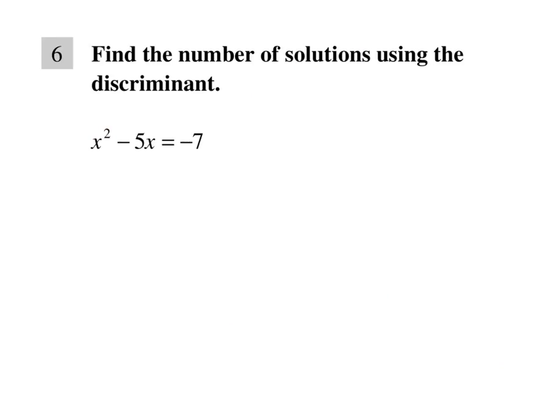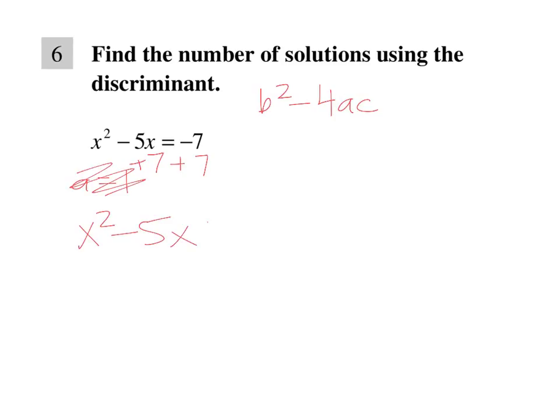Find the number of solutions using the discriminant. All right, the discriminant is the part of the quadratic formula that is inside the square root. Okay, we're going to use this. A equals 1. Oh, actually, I have to put this in standard form first, so let's add over the 7. So I have x squared minus 5x plus 7 equals 0. Okay, always push 0 to one side. All right, so I have a is equal to 1, b is equal to negative 5, and c is equal to 7.